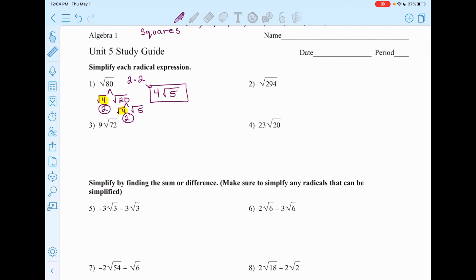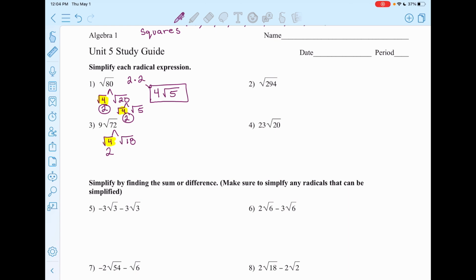Let's try number 3. I'm going to ignore the 9 for right now and just focus on simplifying my 72. I'm going to go in order to check which perfect squares divide 72. So I'll try 72 divided by 4, and I get 18. 4 is my perfect square. The square root of 4 is 2.